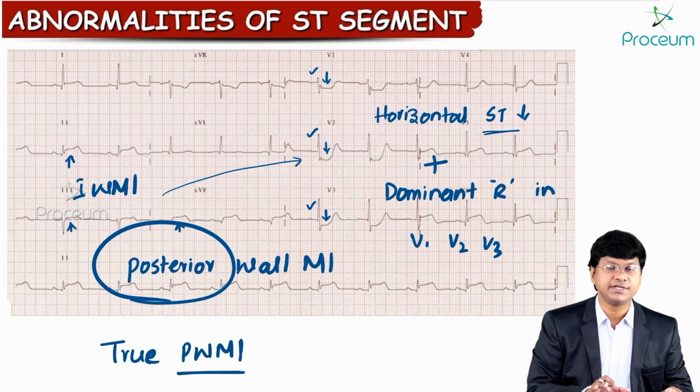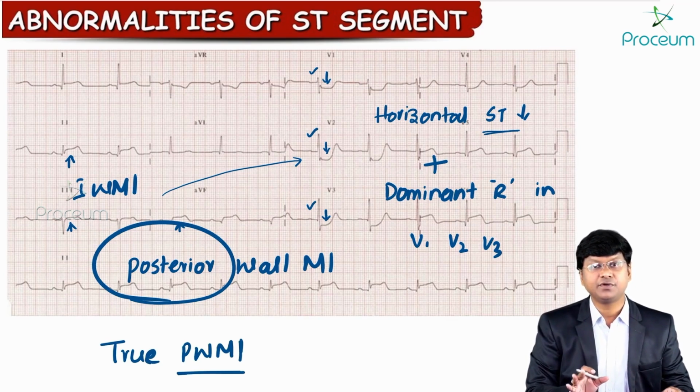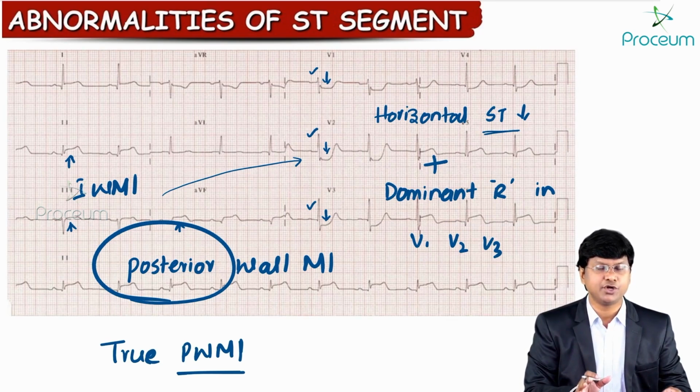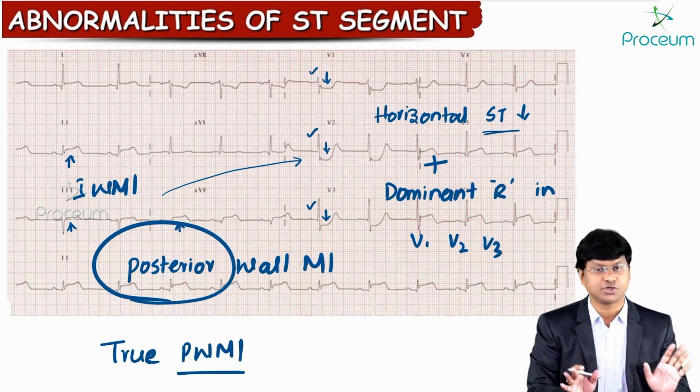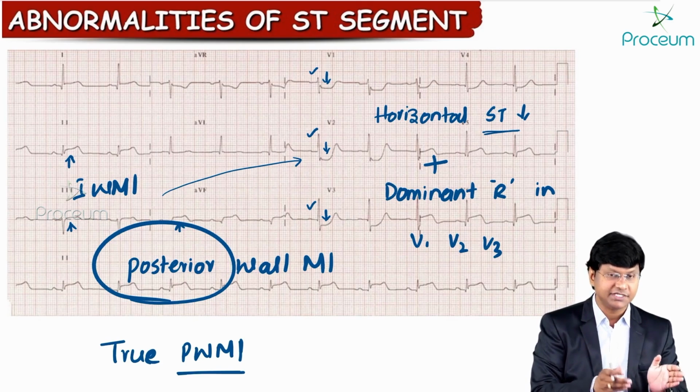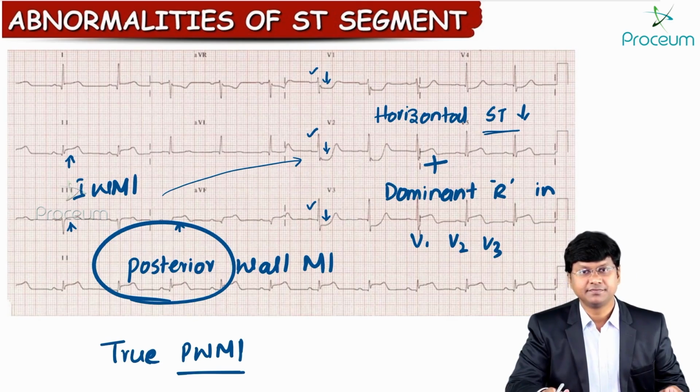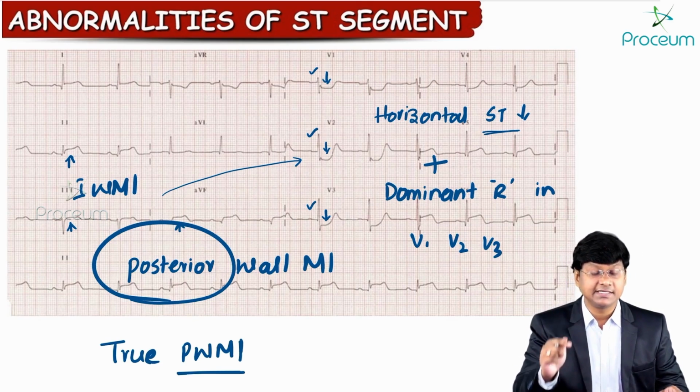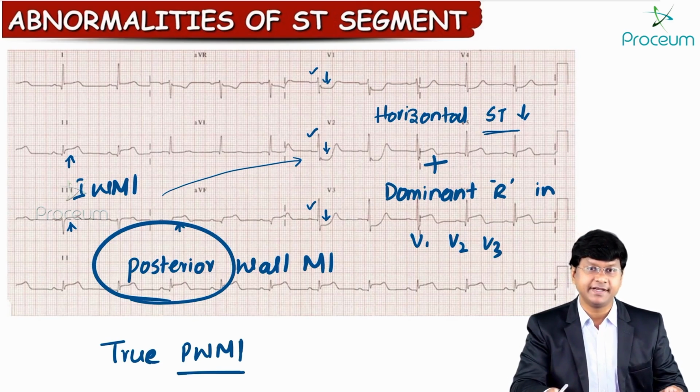Okay? So, true posterior wall MI means they will have ST segment depression in V1 to V3, horizontal ST segment depression, and dominant R wave from V1 to V3. That's all. In true posterior wall MI, you will not have the changes of the inferior wall MI. So, this is another condition where you will have ST segment depression.